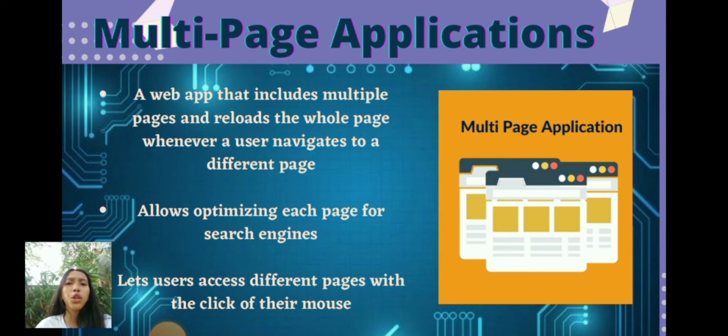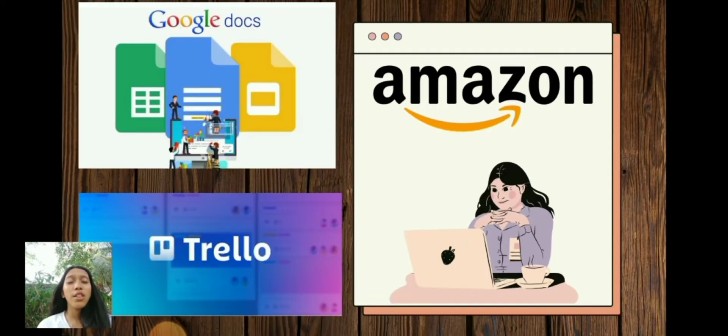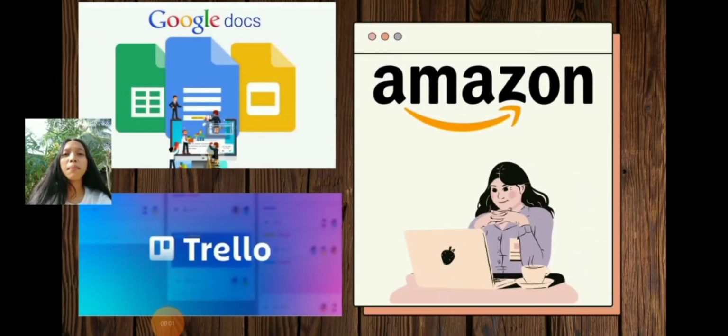So from the word multi, it really has many pages. Examples of this kind of application are Google Docs, Amazon, or others. So why is Amazon a multi-page application?